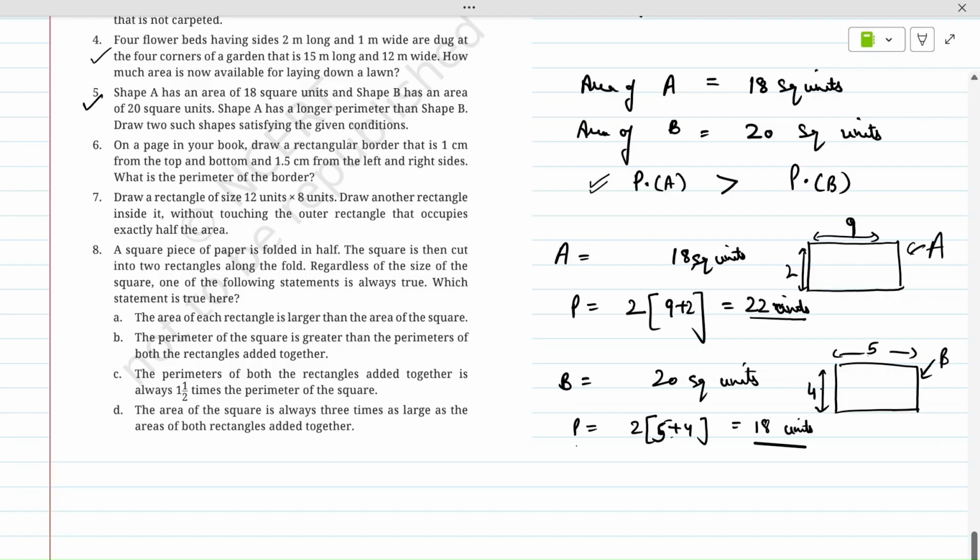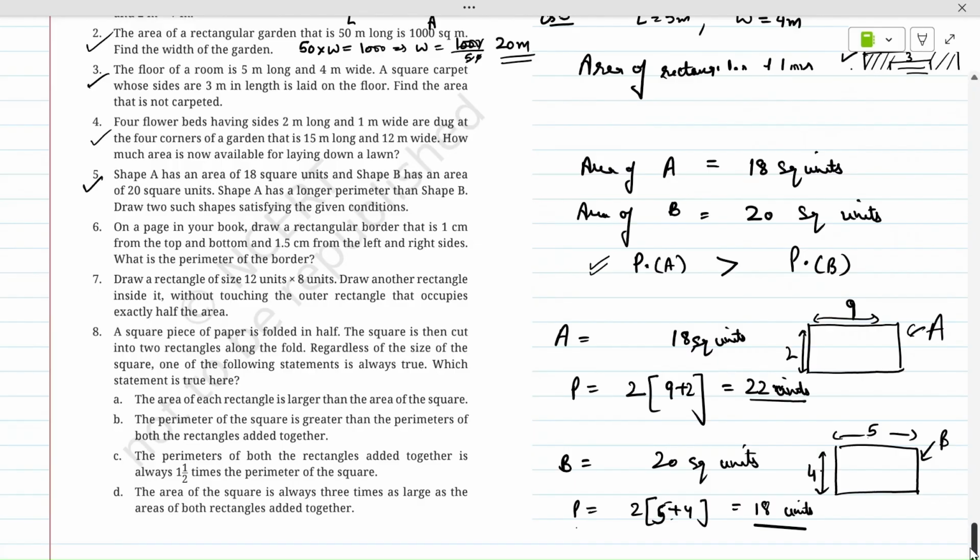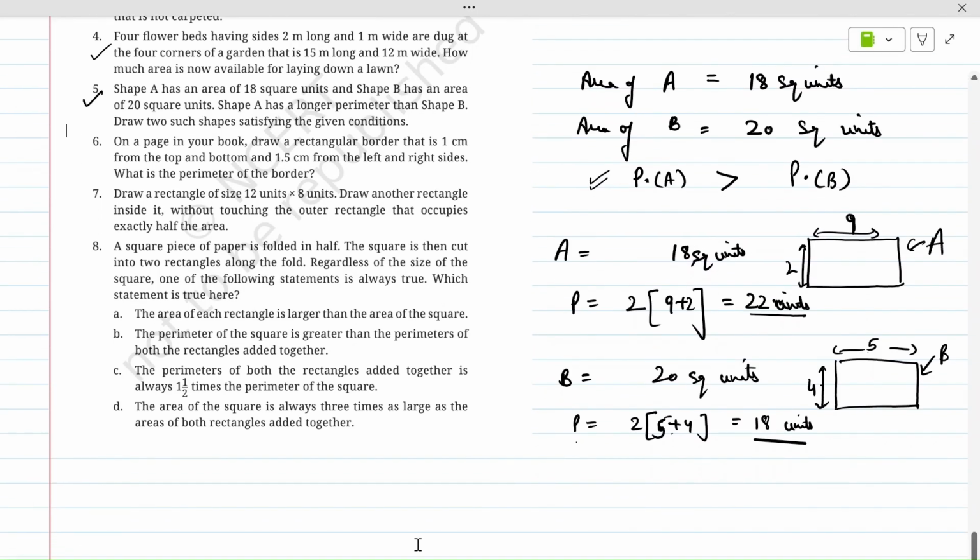Now coming to question 6, it says on a page in your book, draw a rectangular border that is 1 centimeters from the top and bottom and 1.5 centimeters from the left and right sides.